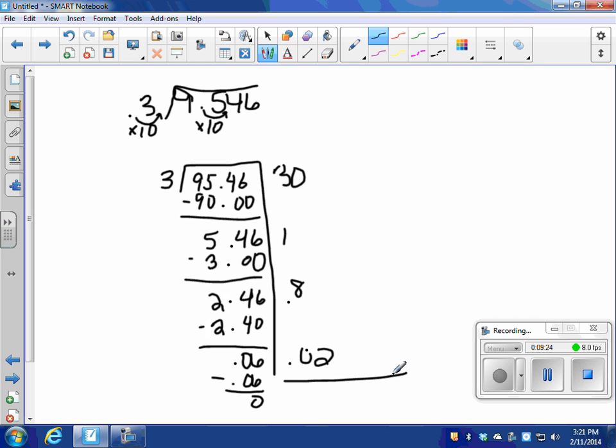So now I'm going to add these up. I've got 30 plus 1 to get 31. And then 8 tenths plus 2 hundredths gives me 82 hundredths. So that would be my answer.